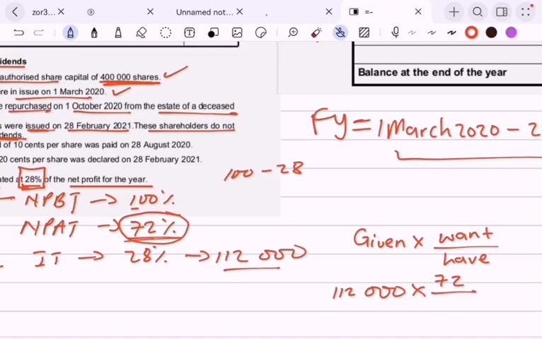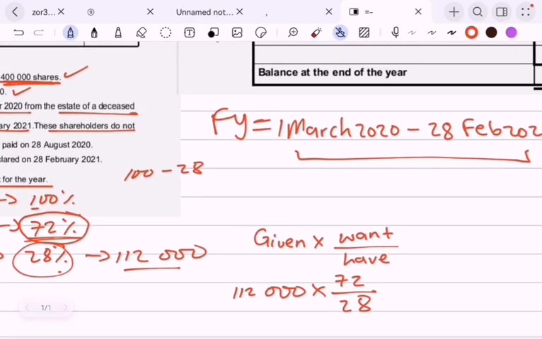And then, what do you have? I have the 28%. There you substitute the 28%. So you want to quickly punch that inside your calculator. 112,000 multiplied by 72, divide by 28. Then you're getting your 288,000. So that's the simplest way of getting to your answer there.